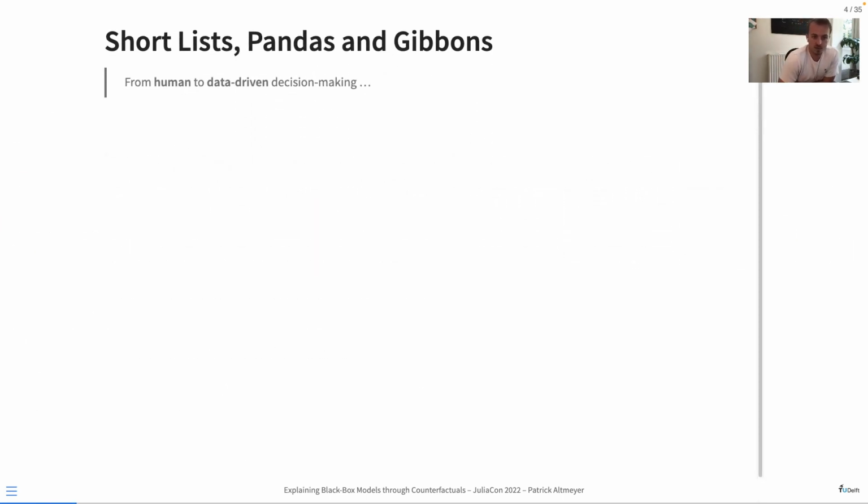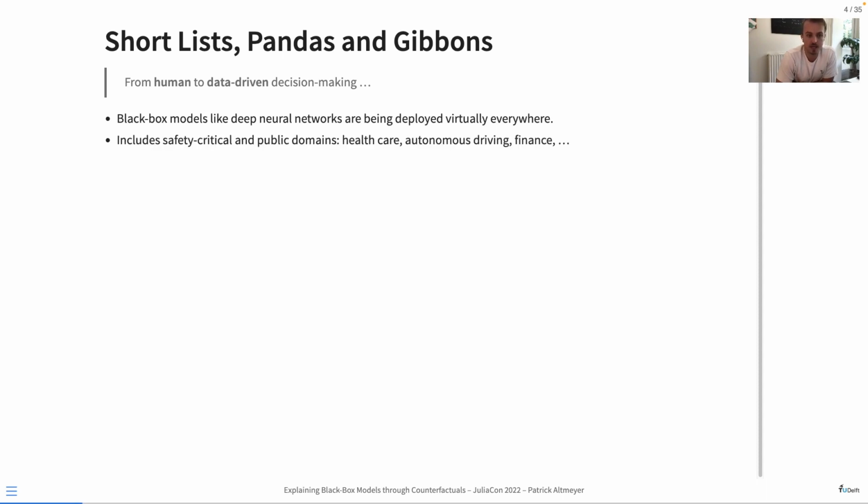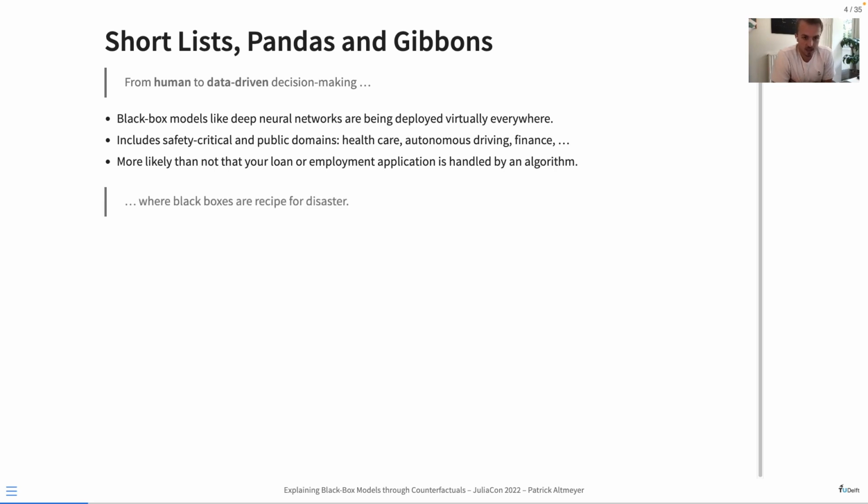So the world is moving from human to data-driven decision-making. And black boxes play a large role in this. They're being deployed in safety-critical and public domains like healthcare, autonomous driving, and also finance. To give you an example, it is more likely than not that your loan or employment application is handled by an algorithm, at least in the first instance. And I think that this can be a recipe for disaster for two reasons.